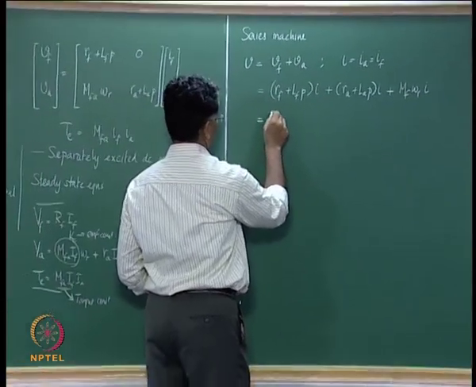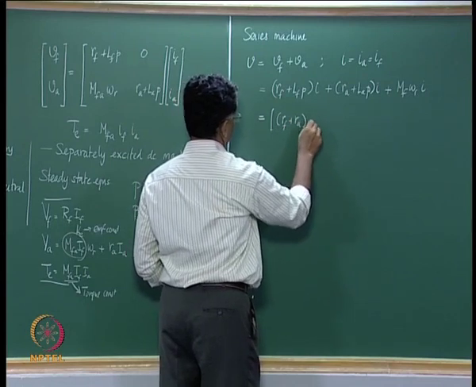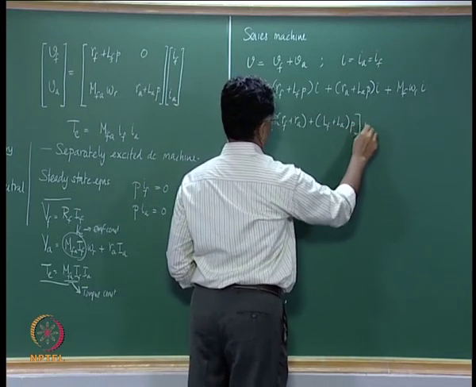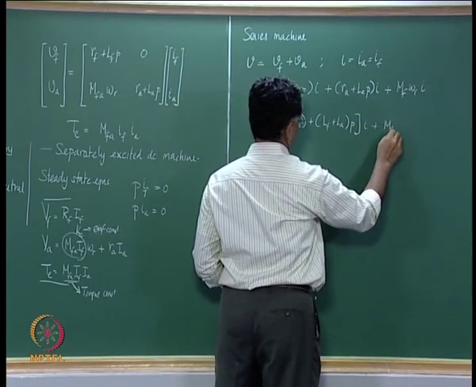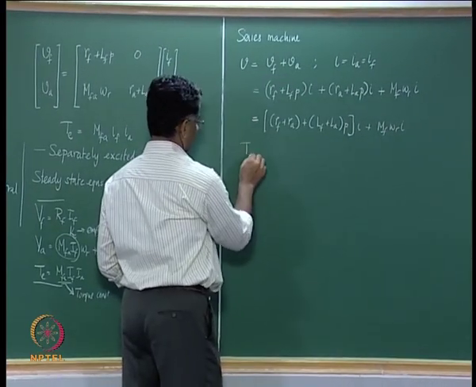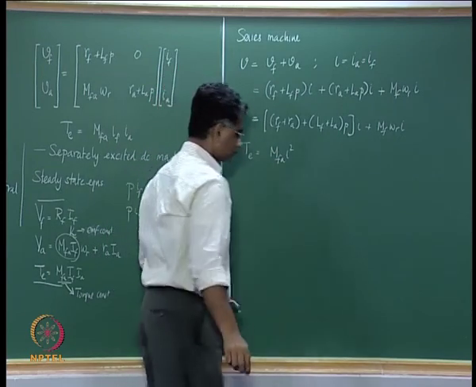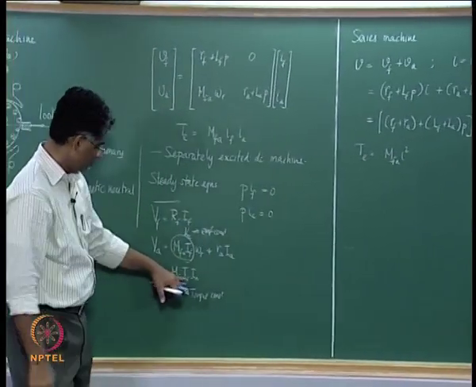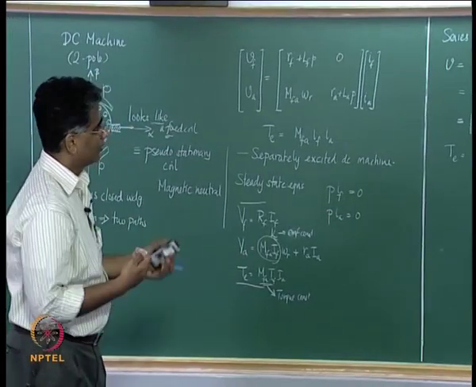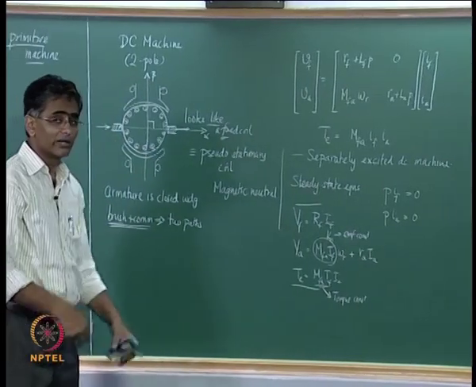So this can then be written as Rf plus Ra plus Lf plus La P multiplied by I plus Mf into omega R into I, and then the expression for torque will then be MFA into I square, because both If and Ia are the same flow of current. So this then becomes the expression for the series machine. One can look at other machines as well.